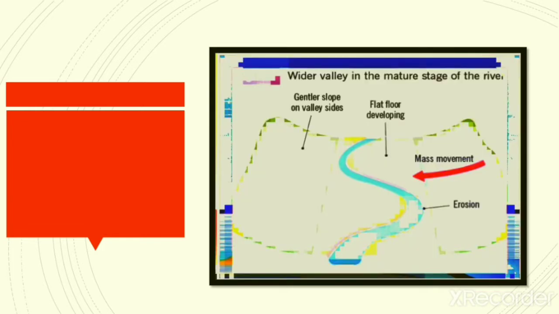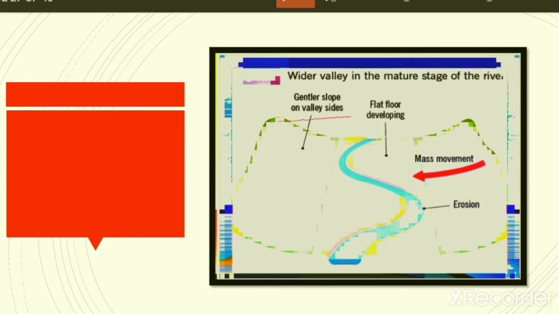Wider valley in the mature stage of the river. Gentler slope on the valley sides. Flat floor developing, mass movement, erosion.